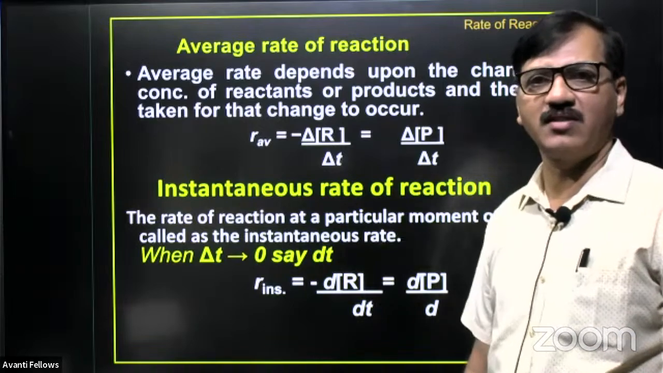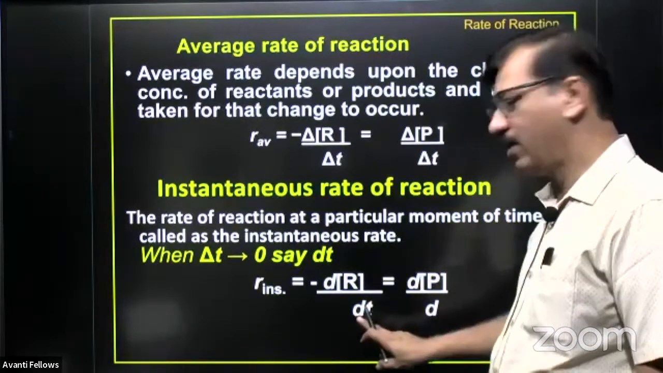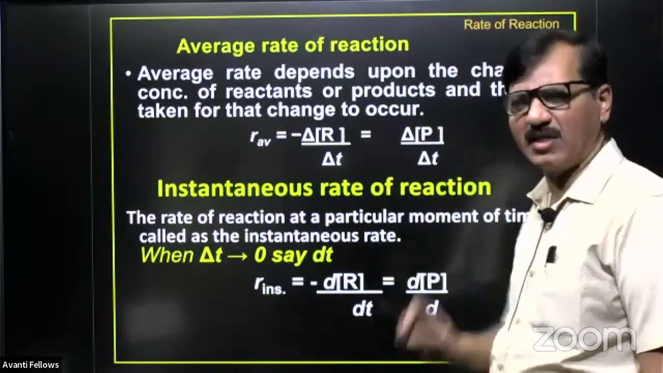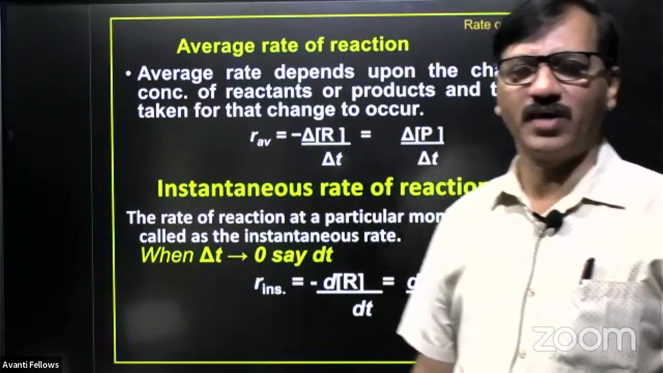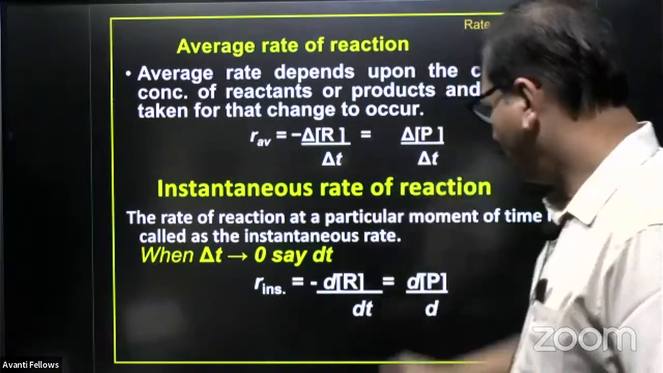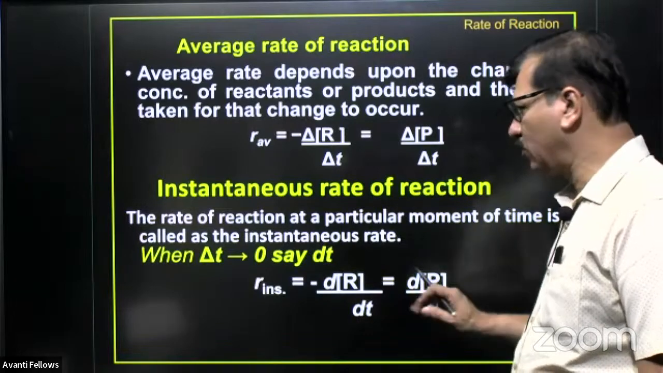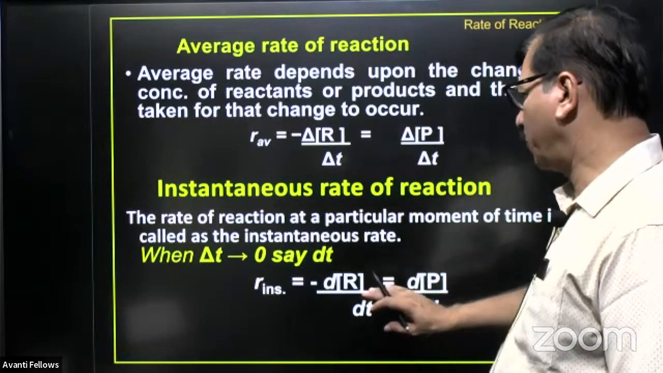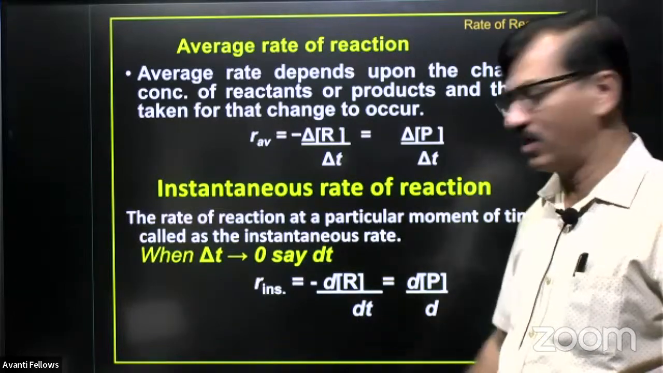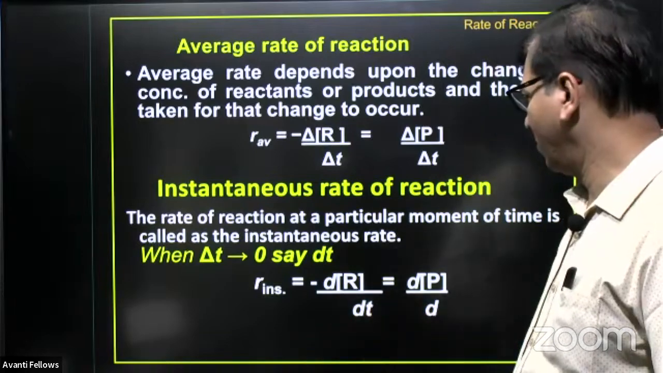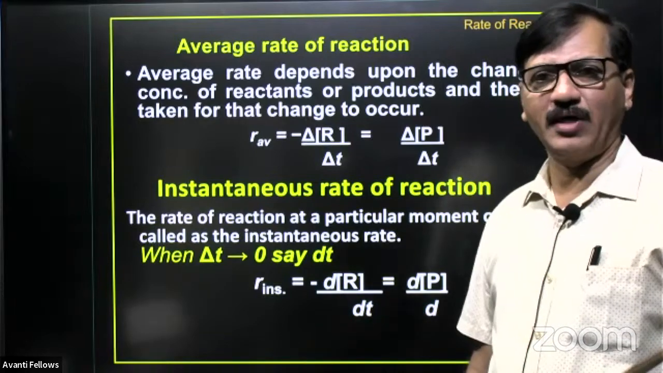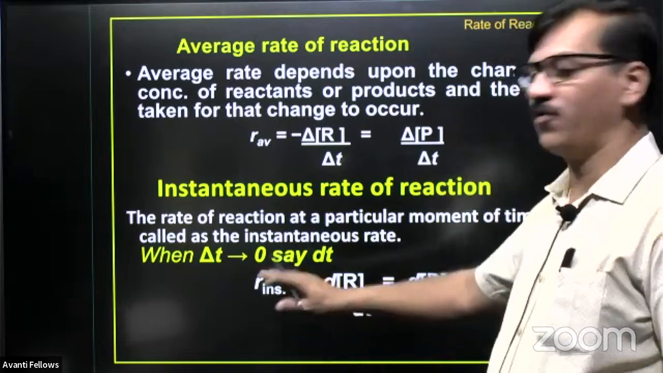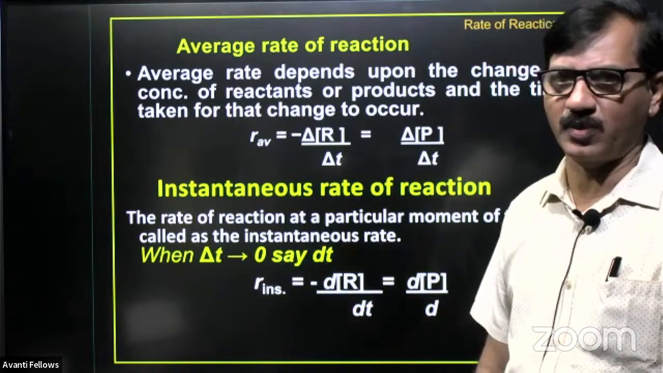dR, a small change in the reactant, by a small change in the time, almost a fraction of a second, say dR by dt or dP by dt. This is the rate expression, or instantaneous rate expression, that we use in applications. This is the differential form of the rate expression.